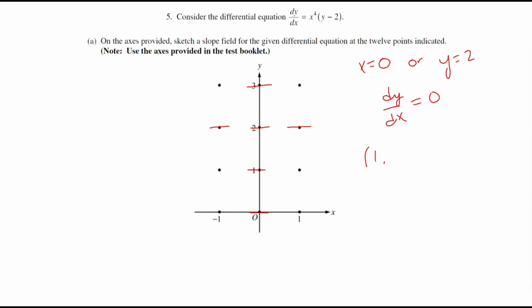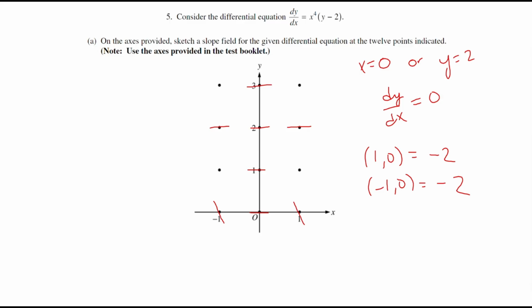If I put in the point 1, 0, well, that's going to be 1 times negative 2. So that'll be negative 2. We make a slope of negative 2 there. And if I put in the point negative 1, 0, we're also going to get a slope of negative 2, right? Because negative 1 to the 4th is still going to be positive 1. In fact, we'll note that when we find the point in the first quadrant, the point in the second quadrant should be mirrored because 1 to the 4th and negative 1 to the 4th are the same thing.